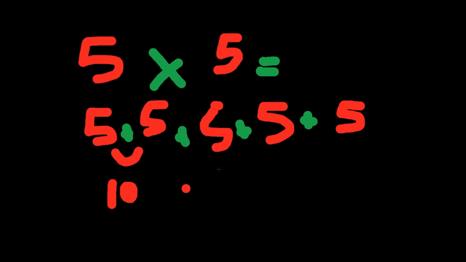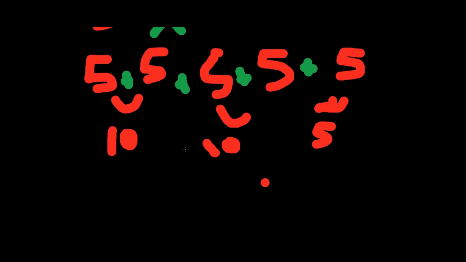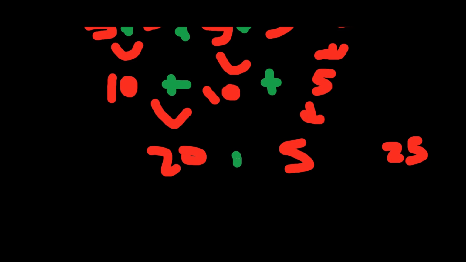So we have a 10, and another 10, and another 5. Alright, let me just scroll down a little bit, and now we have a 20 right here, and a 5 right here, and if we add these together, we should have 25. If you got that solution, then good job, and if you were too lazy to actually solve it, then I kinda understand. But alright, that was multiplication.